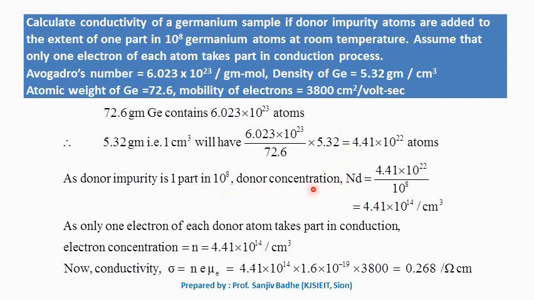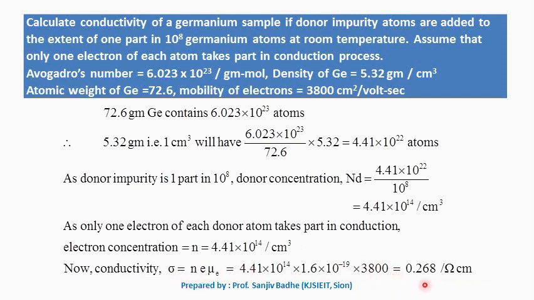So the donor concentration will be equal to 4.41 into 10 raised to 22 divided by 10 raised to 8. That is equal to 4.41 into 10 raised to 14 per centimeter cube. 1 electron for each donor atom, and therefore electron concentration will be same as the donor concentration. So the electron concentration here is 4.41 into 10 raised to 14 per centimeter cube, which we can substitute in this relation for conductivity, and conductivity can be calculated using the calculator.